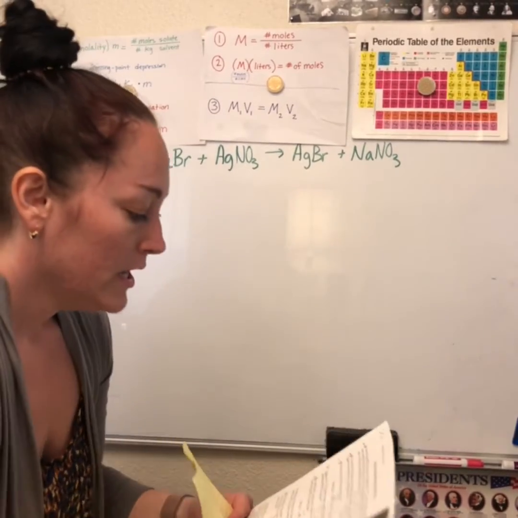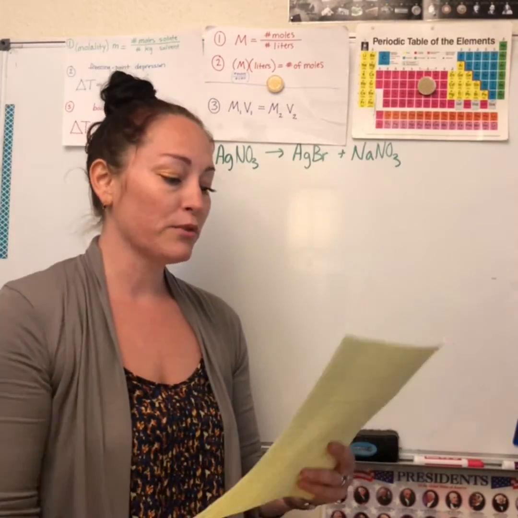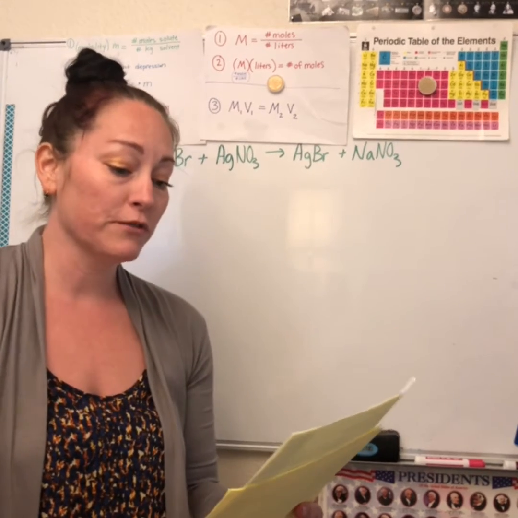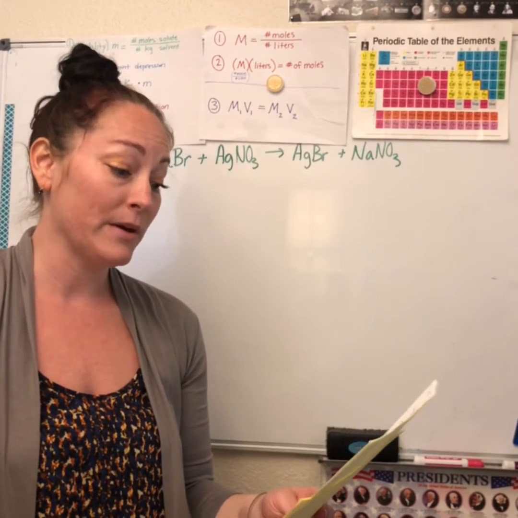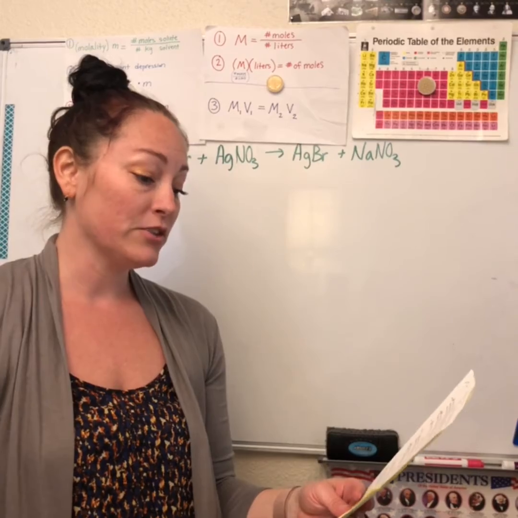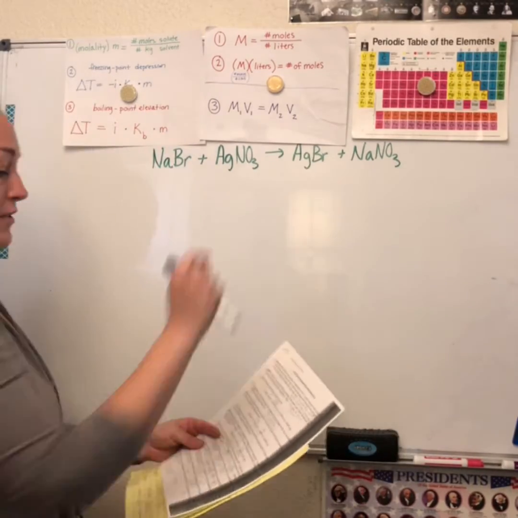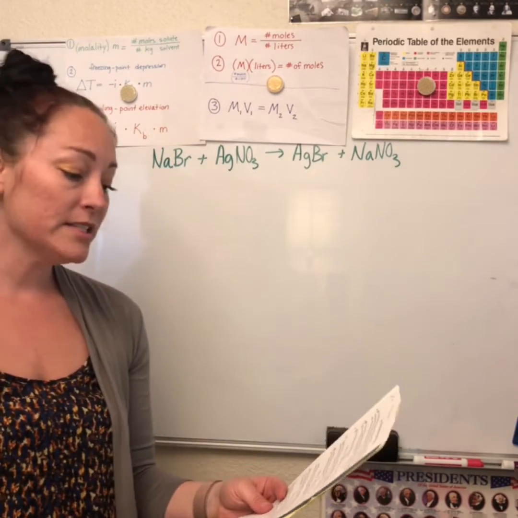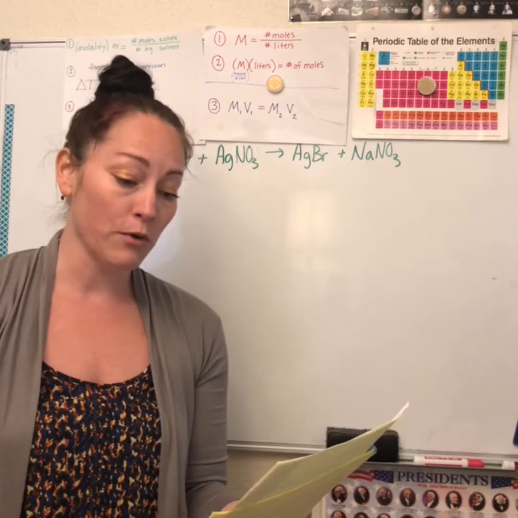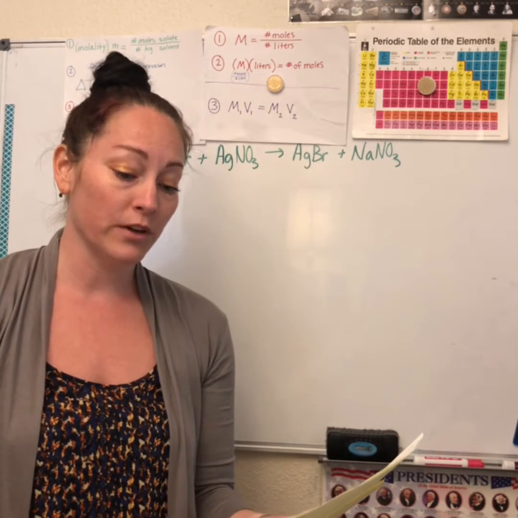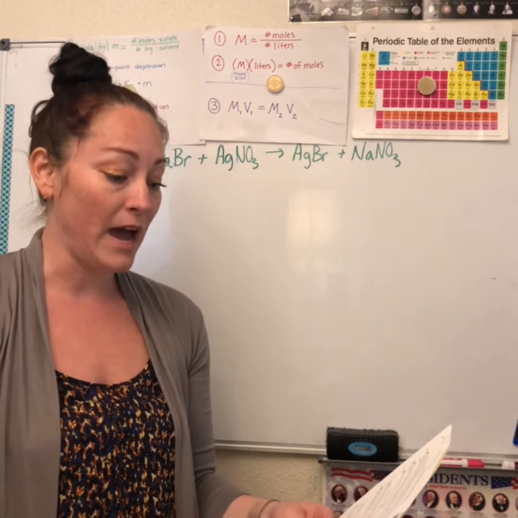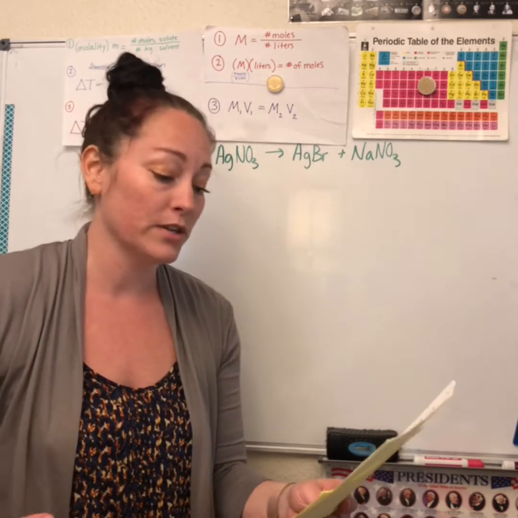Number 4 says, aqueous sodium bromide and silver nitrate will react to form solid silver bromide, a compound used in photography, and sodium nitrate. And then they give you this equation right here. Okay? It says if a chemist needs to produce 100 grams of silver bromide, how many liters of 2.5 molarity silver nitrate must be added to an excess of sodium bromide?